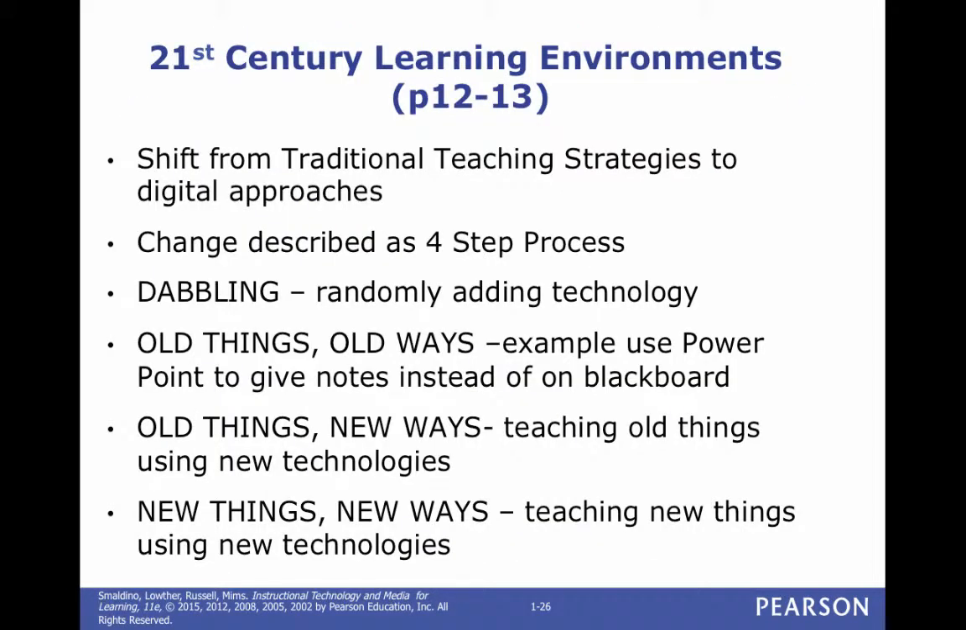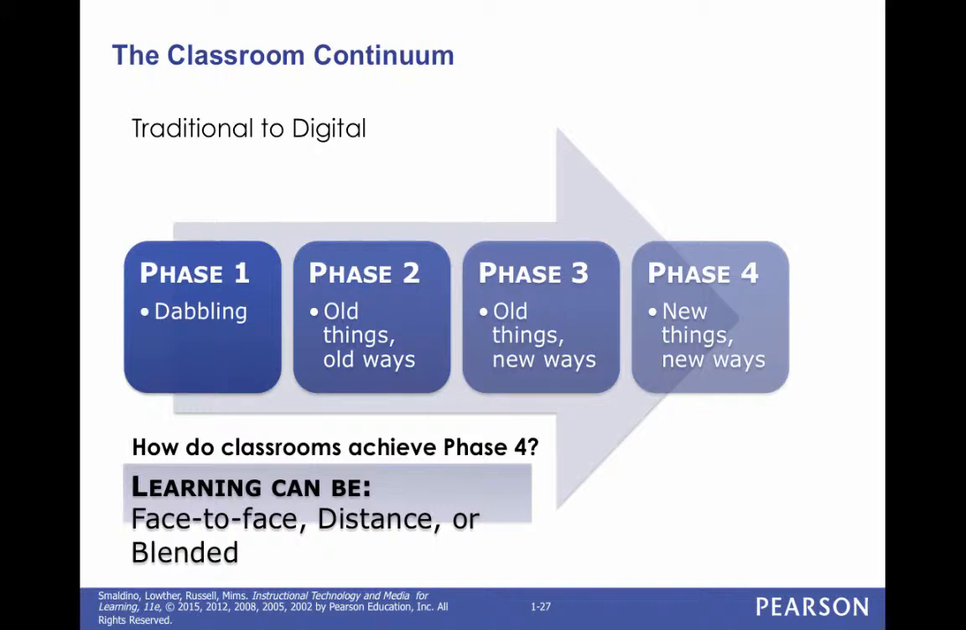Now we go on to page 12 and 13. 21st century learning environments. There's a shift from traditional teaching strategies to digital approaches. Change is described as a four-step process. You'll see that they talk about these four things, and the best way to talk about them is to go to the next slide. You'll see this chart there where it says phase 1, phase 2, phase 3, and phase 4. And what is first? Phase 1 is dabbling.